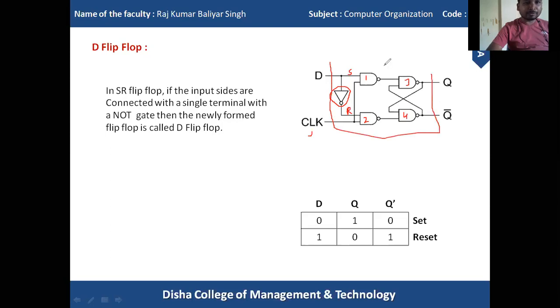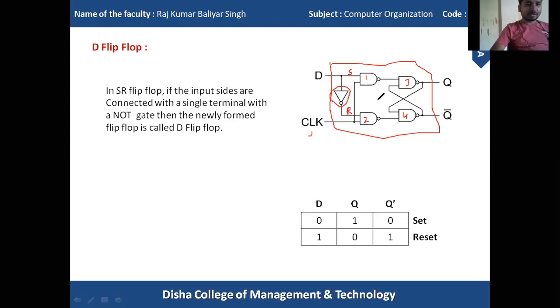Again, D flip flop has two output terminals, the Q and Q complement. As the rule says, Q should not be equal to Q naught. If it is equal, then it violates the rule of flip flops. That is not possible. We just got the idea in SR flip flop when S equals R equals 1, Q equals 1 and Q naught is also 1.